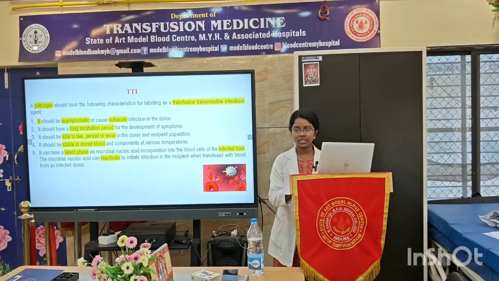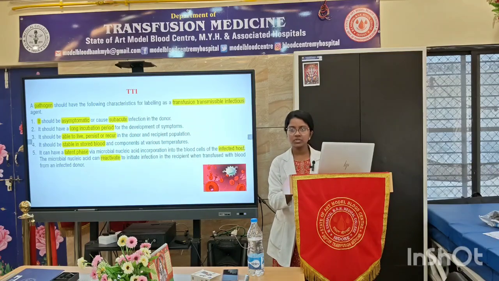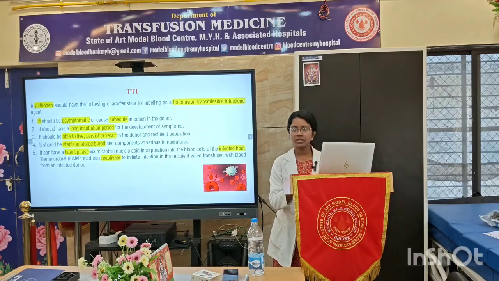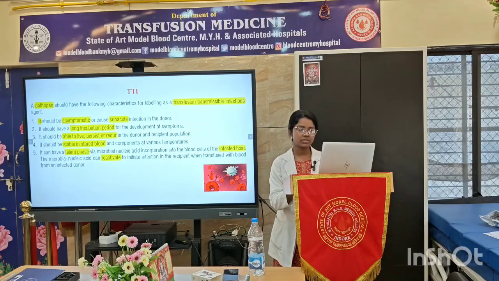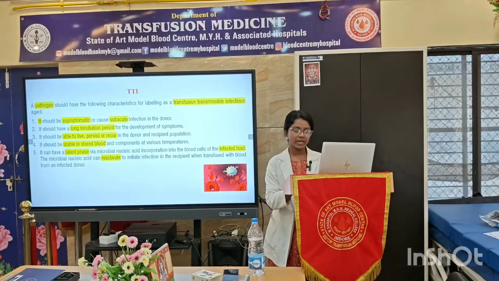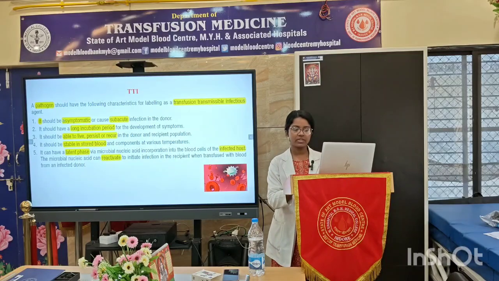TTI. So, what is transfusion transmissible infection? A pathogen should have the following characteristics for labeling as a transfusion transmissible infectious agent. It should be asymptomatic or cause subacute infection in the donor. It should have a long incubation period for the development of symptoms. It should be able to live, persist, or recur in donor and recipient population. It should be stable in stored blood and components at various temperatures. It can have a latent phase via microbial nucleic acid incorporation into the blood cells of the infected host. The microbial nucleic acid can reactivate to initiate infection in the recipient when transfused with blood from an infected donor.